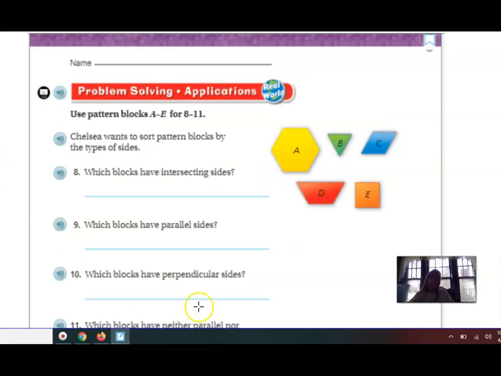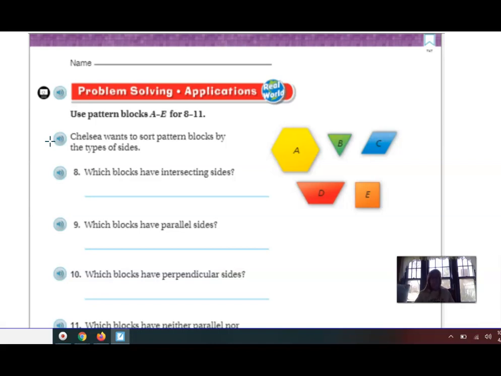So we're going to continue on to the next page, and it says use the pattern blocks A, B, C, D, and E for questions 8 through 11. So we have Chelsea wants to sort pattern blocks by the types of sides. So we're looking at all of the sides. And it says which blocks have intersecting sides.